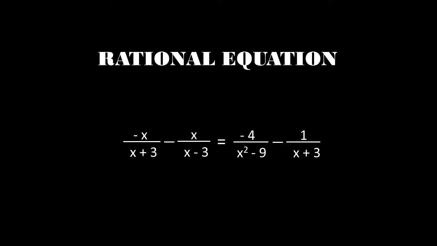Since this is a rational equation, the first step that we are going to do in order to get the value of x is to multiply the whole equation with its LCD in order to eliminate the denominators. But before we get the LCD, it is very important to check if there is a factorable term in the equation.